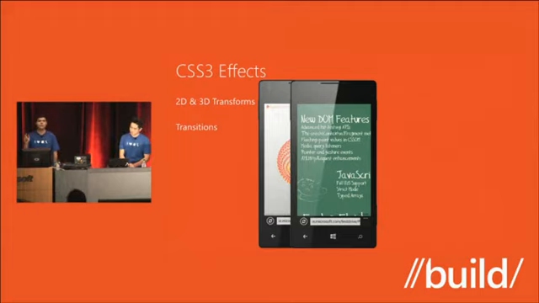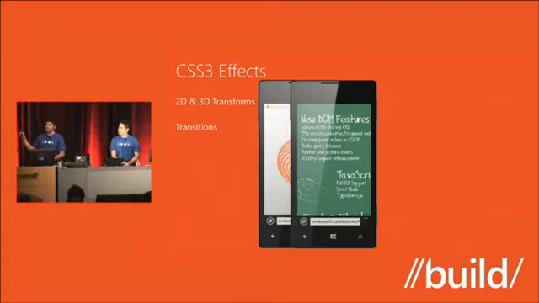Then you have transitions. Transitions is a first way that you have to animate things on the page or the application. And the way it works is that you add a transition listener to any CSS property, and when that CSS property changes, the HTML5 platform will animate the change from where it was to where it needs to be automatically without you having to do any work.